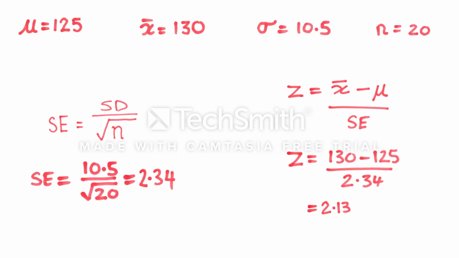Now, over here in the equation again, we want to take the mean from our sample, 130, subtract the population mean, and then divide it by the standard error, which is 2.34, and this will give us a value of 2.13. So that's our Z-score in relation to the sampling mean.